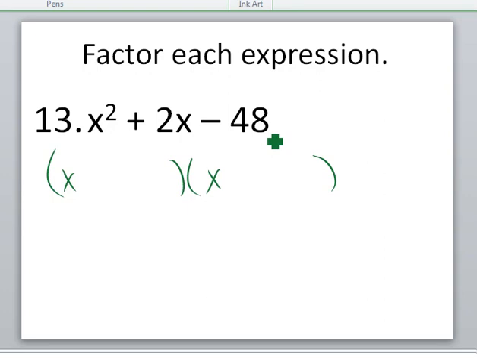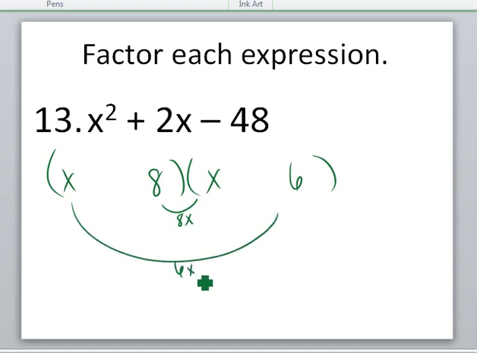And factors of 48, there's lots of them, but the two I'm looking for are 6 and 8. Again, I'm going through these quickly because I've already gone through quite a few videos. We can discuss more how to come up with these answers during class. I need a negative 48, so I need one positive and one negative. A positive 8 and a negative 6 is what gives me those solutions.